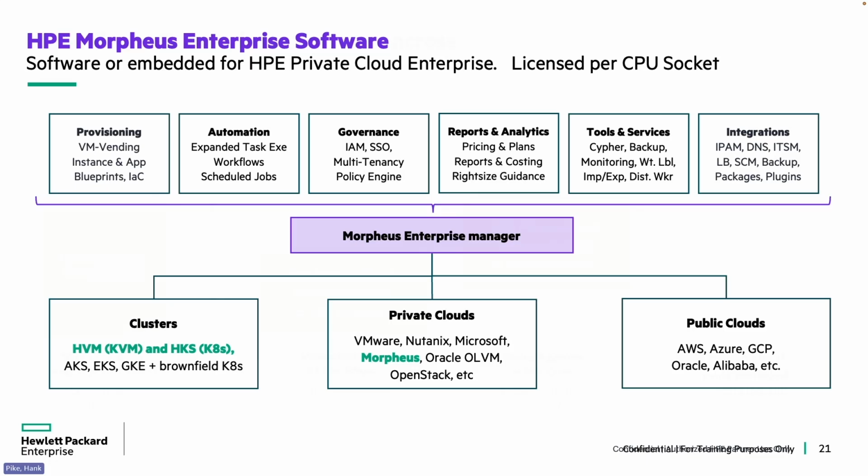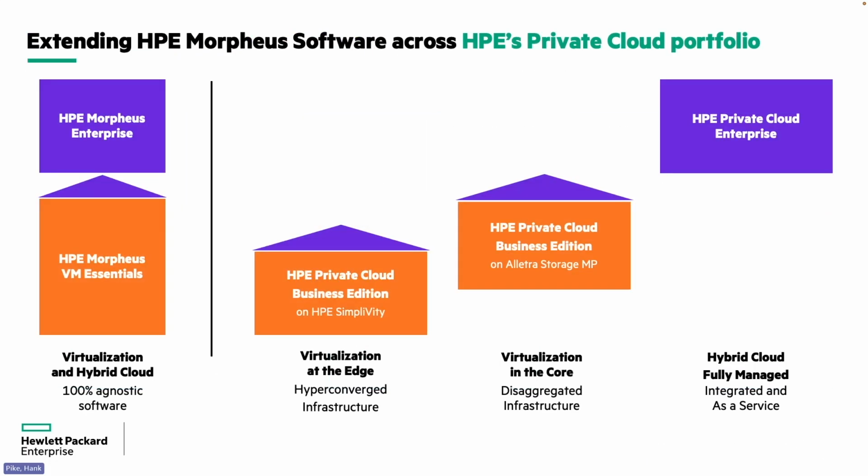Last slide that I have is I just want to talk about how can you consume Morpheus? The Morpheus Enterprise platform can be consumed as software only, which is on the left side of the screen here. You can also consume it with our hardware, or you can consume it in our private cloud enterprise through our GreenLake model. So however you'd like to consume it, we have a method for you to do so. So we don't require you to buy hardware to get the Morpheus Enterprise software. You can do that, or you can buy it standalone.